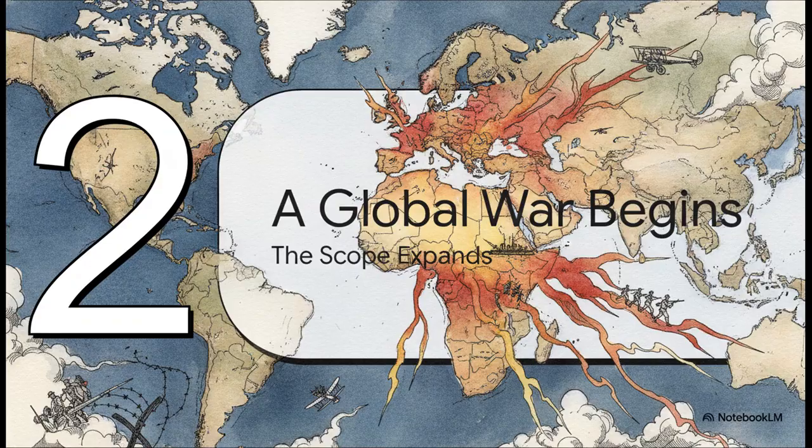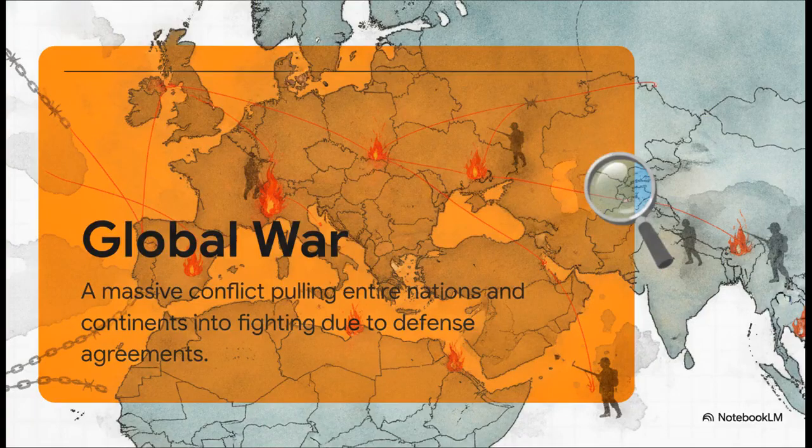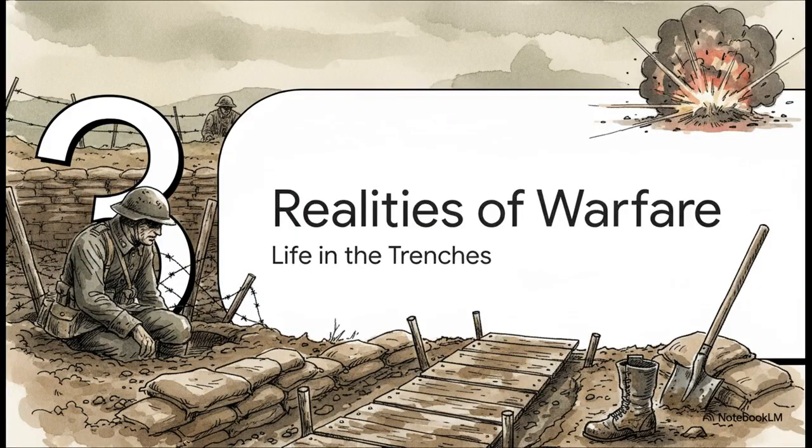The scope expands. So what do we actually mean by a global war? It's a massive conflict that pulls in entire nations and continents. Those intertwined defense agreements we just looked at, they acted exactly like tripwires. What started as a regional dispute aggressively mutated into the largest war the world had ever seen. Countries were just joining the fray, one by one, drawn entirely into the inferno. The spark had caught fire, and the scope of a war was expanding uncontrollably across borders. A conflict anywhere meant a conflict everywhere. Part 3. Realities of Modern Warfare, the Microview.